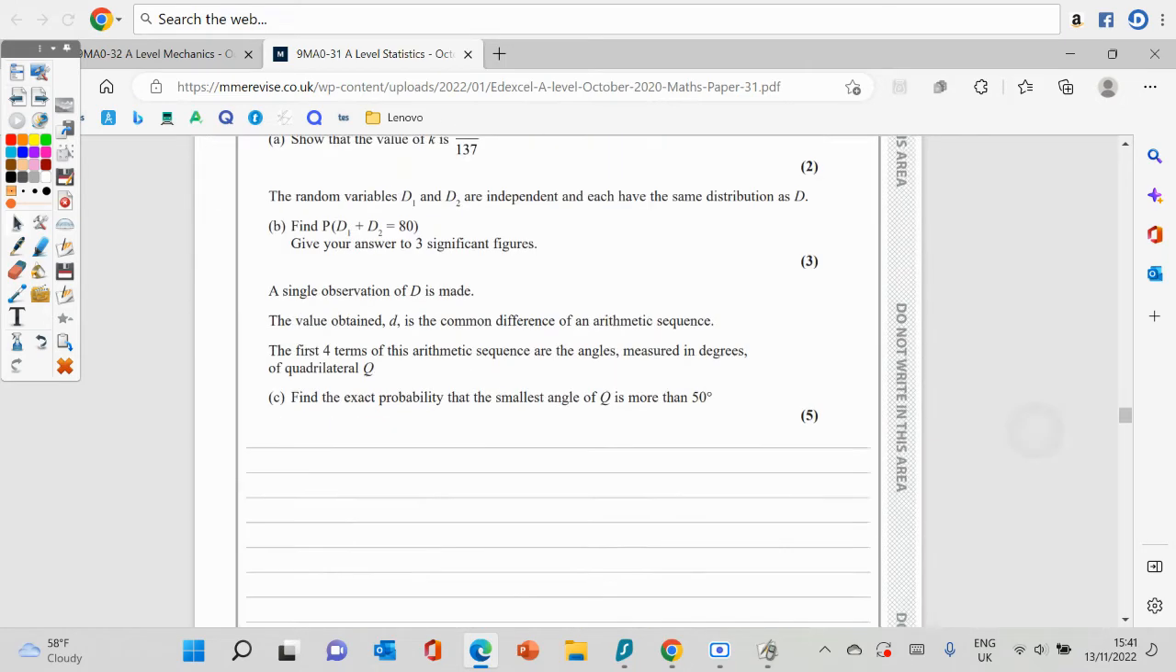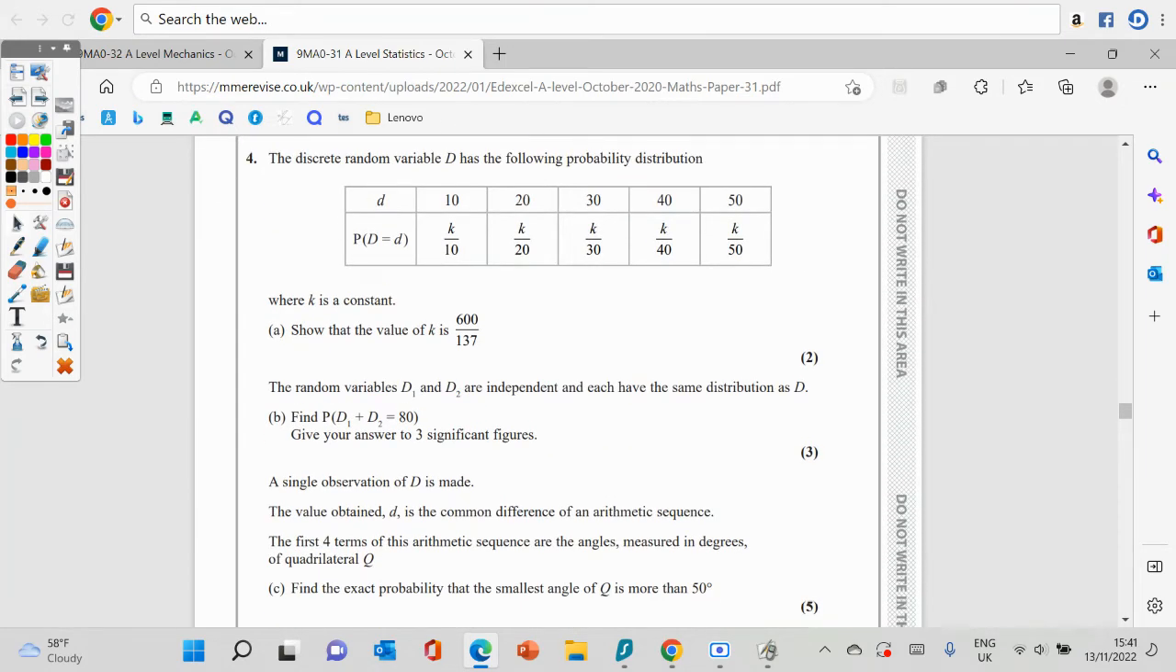Alright then. Question number 4. The discrete random variable D has the following probability distribution. Okay, so we've got a table. Cool. Show that the value of k is 600 over 137.